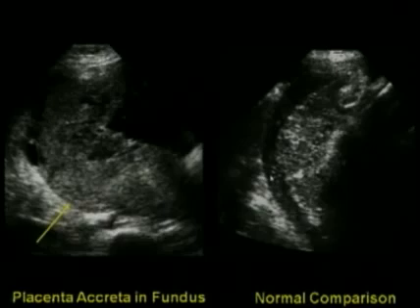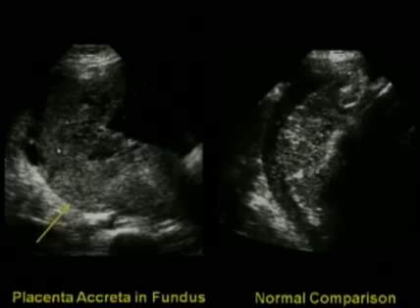Accretas don't only happen in the lower uterine segment at C-section scars. They can occur anywhere in some cases. Here is a case of a woman who had a prior D&C, which presumably damaged her endometrium, which led to a placenta accreta in the fundus. For normal comparison, you can see here's the placenta, somewhat calcified placenta, and here is the hypoechoic myometrium overlying it.